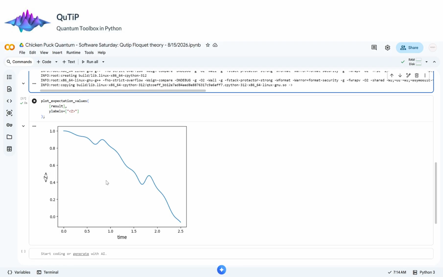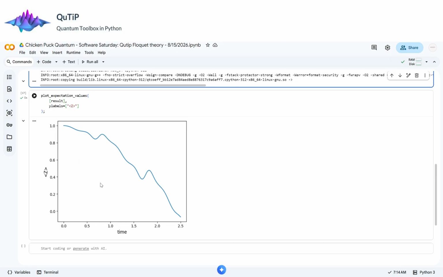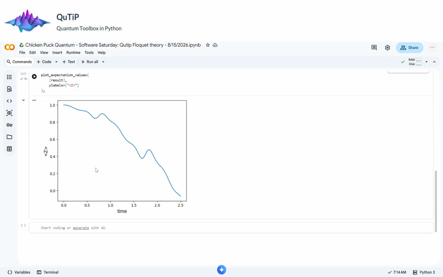One important distinction is that the oscillation itself isn't what makes this Floquet theory. Two-level systems can oscillate in lots of situations. What makes Floquet theory applicable is specifically that H of t plus T equals H of t. So the Hamiltonian repeats in time, and we can use that Floquet structure rather than treating the problem as an arbitrary time-dependent Hamiltonian. In closing, this was a very simple example of Floquet dynamics.